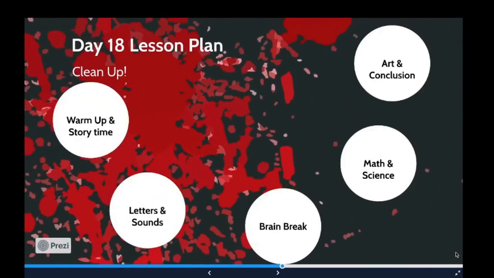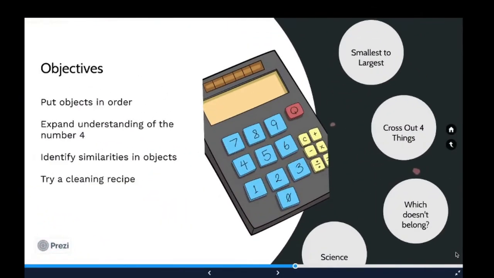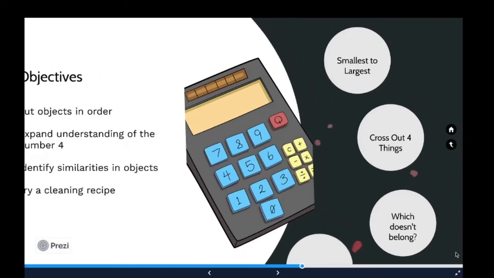After our brain break, we'll go into math and science. Our objectives are to put objects in order, to increase their understanding of the number 4, have them being able to identify similarities in objects, and then we're going to try a cleaning recipe. So I'm going to break that down.